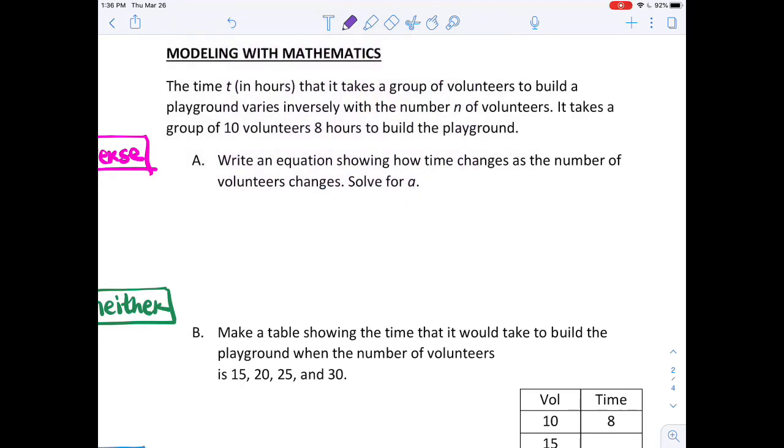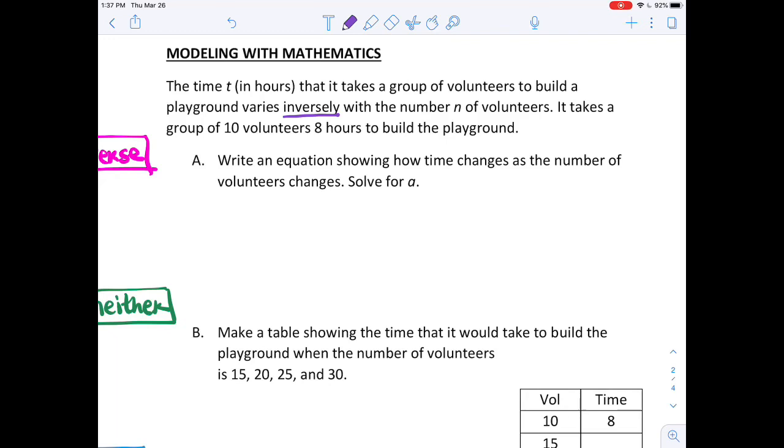The time t in hours that it takes a group of volunteers to build a playground is going to vary inversely with the number of people that are helping. And we know one point on this inverse. We know that it takes a group of 10 volunteers 8 hours to build the playground.